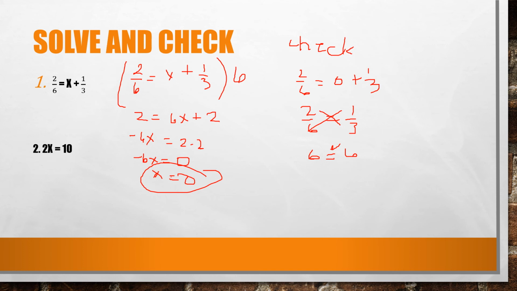Now this time we're going to divide this by 2. Okay, so cancel, x is equals to 5. Okay, so 2 times 5 is equals to 10, so 10 is equals to 10. So that is how we solve this linear equation in one variable.